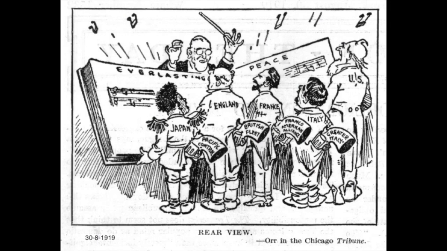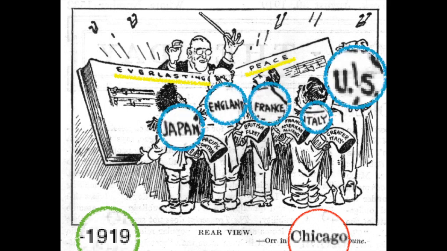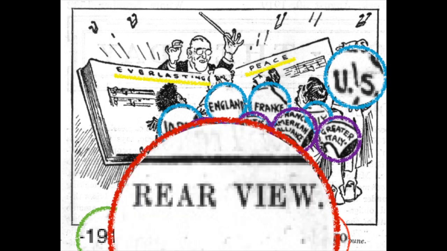We can see from the caption that it was published in Chicago, so it will have an American view. The 1919 date and the words "everlasting peace" confirm that the topic is the Treaty of Versailles. The names of the 5 singers are given on their backs, and we know that they're the nations who are at Versailles. The writing on their guns suggests that they have different motives. Let's think about the title too. Rear View is important because it tells us the person at the front cannot see what we see.